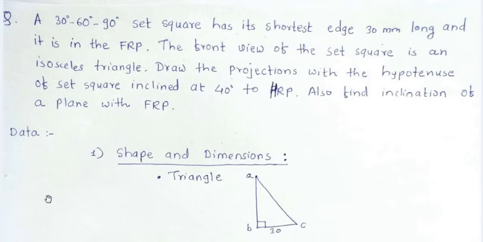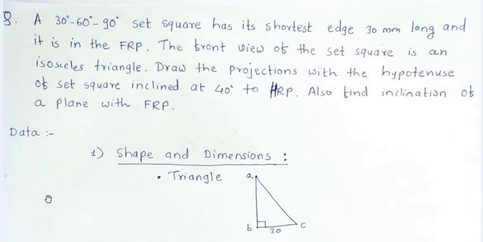The first complication is the plane would be resting in FRP. In all our earlier problems, we have seen that some parameter of the plane, that is either a point or one side or edge, was resting in HRP. But in the first complication, instead of HRP, that plane will be resting in FRP. Something of the plane would be resting in FRP.